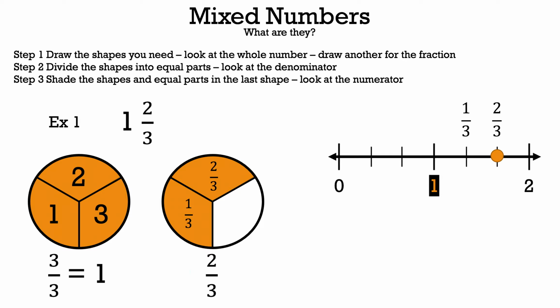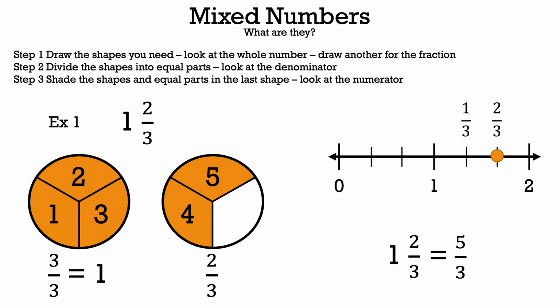Now you may be wondering, can we rewrite the mixed number as something else? Yes, we can. We can write it as an improper fraction. And in this case, it is 5/3. You may be asking, where did we get 5? Well, we can count the number of equal parts that have been shaded. And as you can see on the screen, there are 5 equal parts.